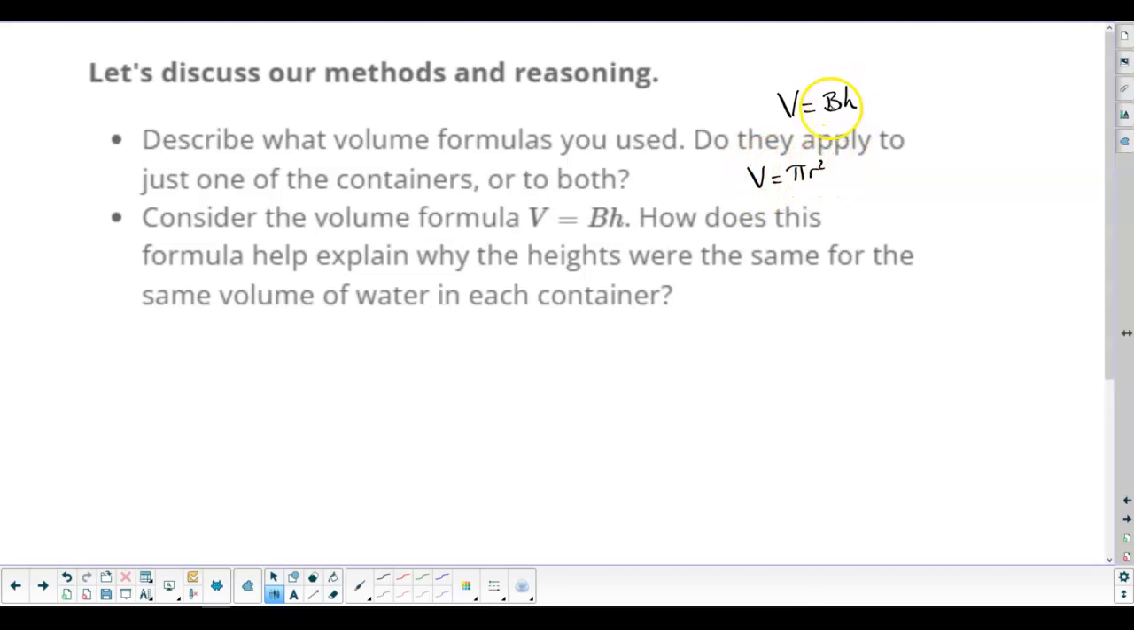If we want to get more specific, for the cylinder we could replace the capital B with the actual area of the base and do pi r squared times the height. How does this formula help explain why the heights were the same for the same volume of water in each container? It all relates back to the area of the base. Because the area of the bases were the same, the heights also had to be the same. So, same base area.